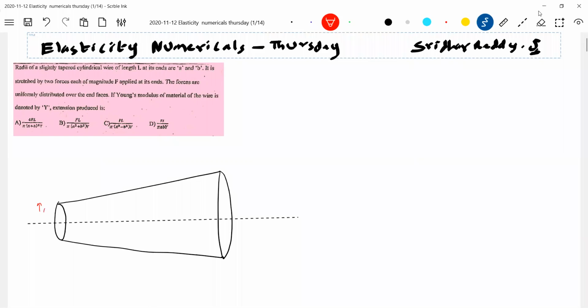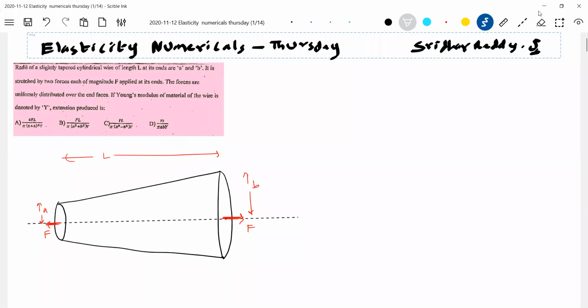Okay, now this is A, this is B. Now it is being pulled by two forces of each of magnitude F. So here I'll apply a force F, here also a force F. Equal and opposite force applied. Capital L is the length. Okay, now getting to the mathematics here. It's asking what is the elongation in this.